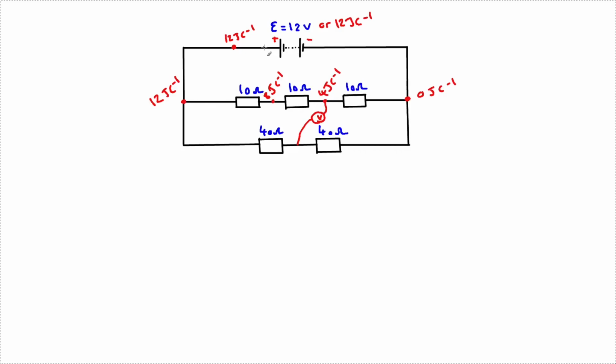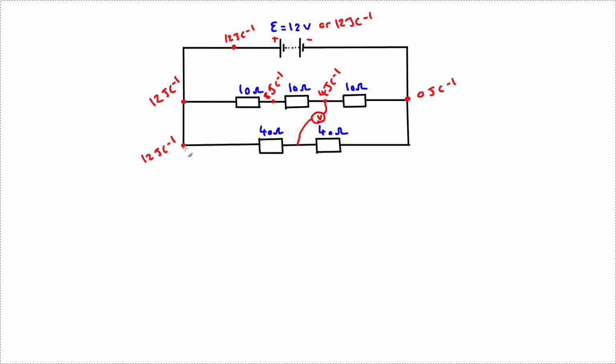Now, let's suppose a different Coulomb of charge comes through and it gets to this point, and it decides not to go through the top branch but to come through the bottom branch. That particular Coulomb of charge will also have 12 joules per coulomb. It's not lost anything travelling between the power pack and this point here because it's not had to go through any resistances. Assuming the connecting leads have a negligible resistance, it won't lose any energy in those at all.